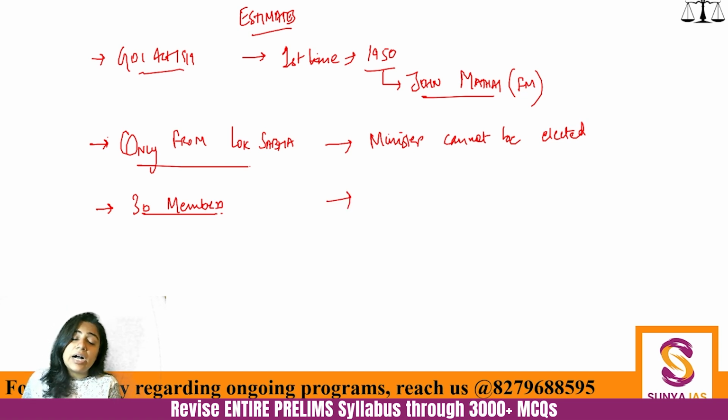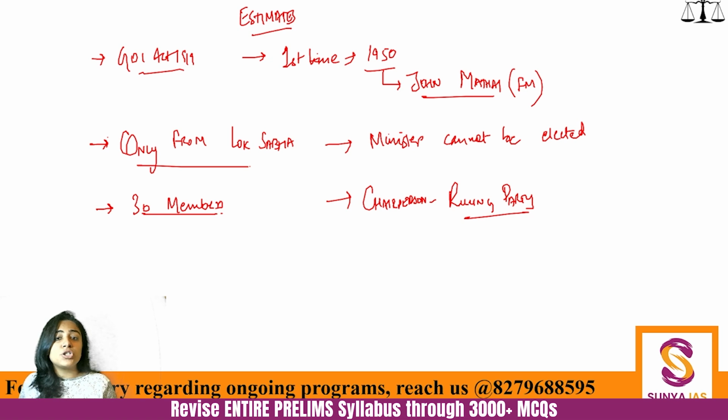When I say members from the ruling party can be elected, the chairperson will invariably be from the ruling party. This I have already told you. This is absolutely opposite to the Public Accounts Committee, wherein the chairperson from 1967 has been from the primary opposition party. Another very important thing which you need to remember.